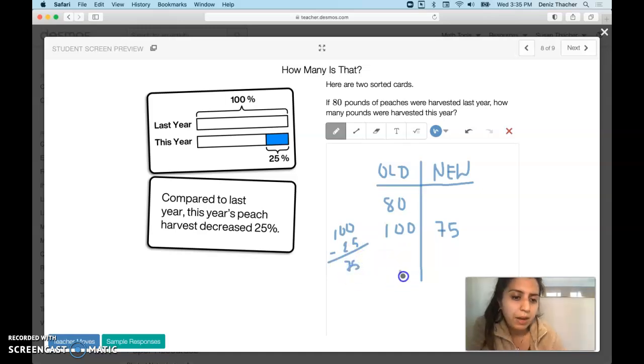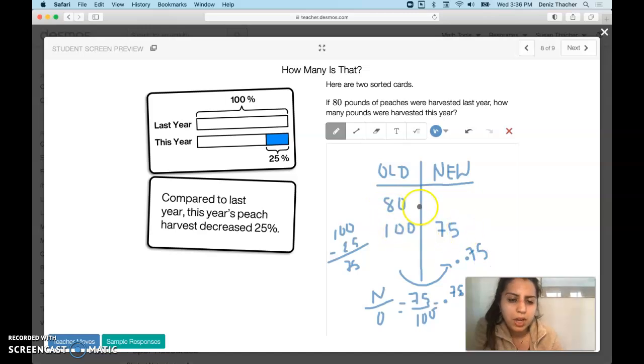Now, I want to find my COP. I want to know what I can multiply 100 by to get to 75. Again, I can do that by dividing the new by the old. So I'm going to divide 75 by 100, which is the same thing as moving the decimal place 2 places to the left. That's the same thing as 0.75. So that means that I can multiply 100 by 0.75 to get to the other side.